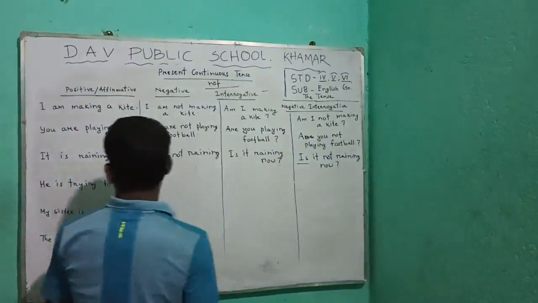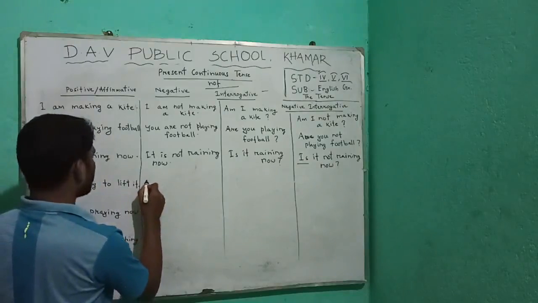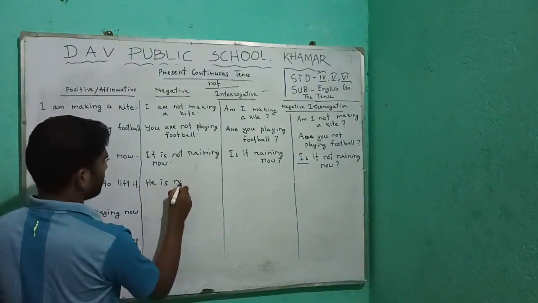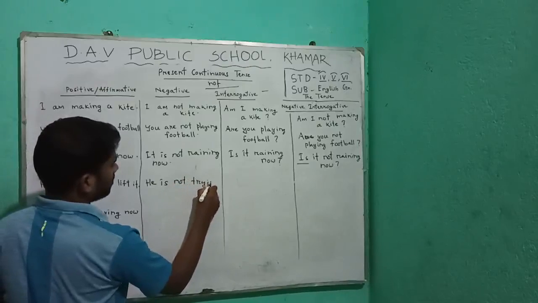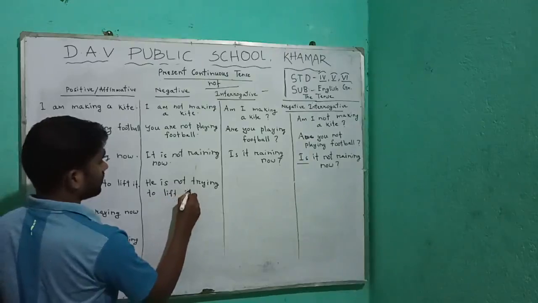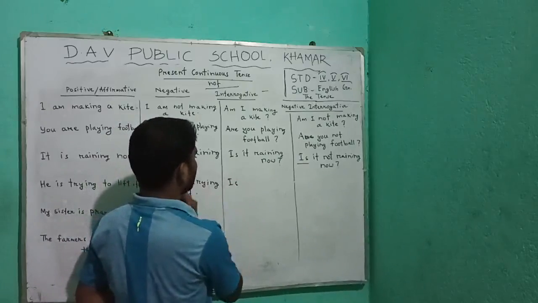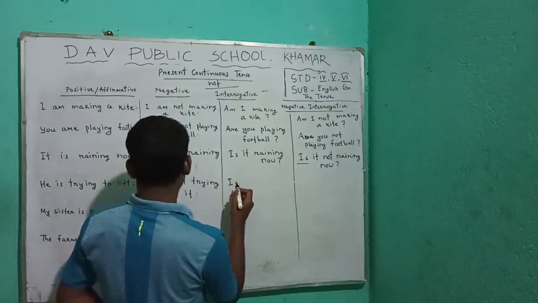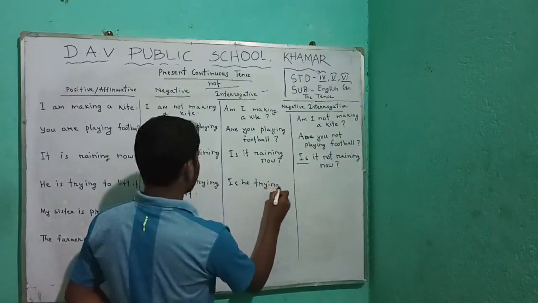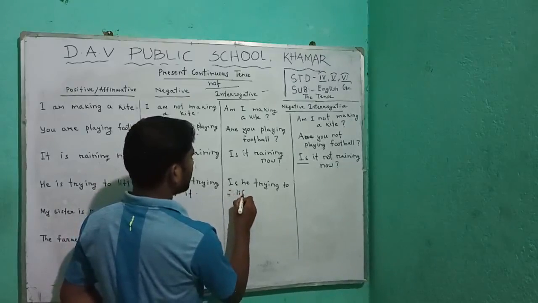Then, he is trying to lift it. He is trying to lift it. So what will be the negative? He is not trying to lift it. Okay. Then the interrogative will be helping verb first. Is he trying to lift it? To lift it.